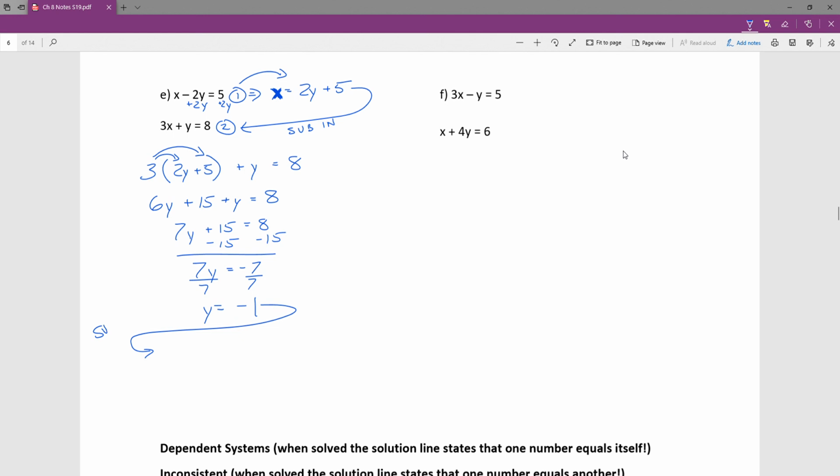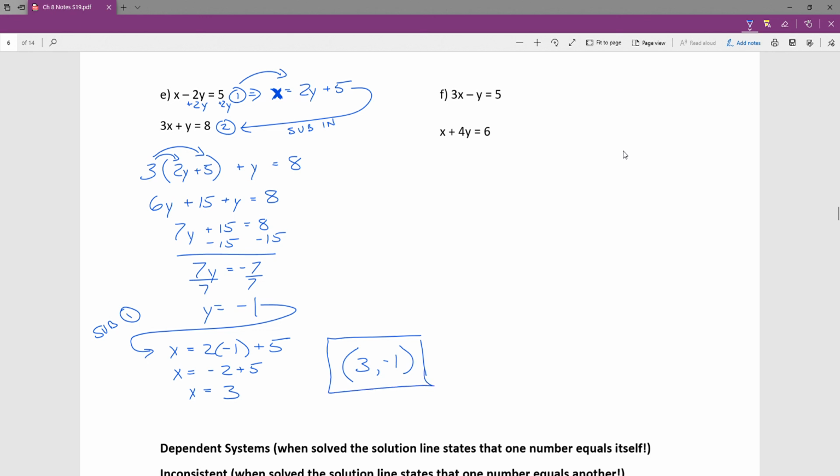So I'm going to sub into number 1, my reorganized number 1, so that x equals 2 times negative 1, because that's what y equals, plus 5. So x would equal a negative 2 plus 5, and then x would equal a 3. And this is what gives me my final ordered pair information. I know that these two lines would intersect at x equaling 3 and y equaling negative 1. This is another consistent system.